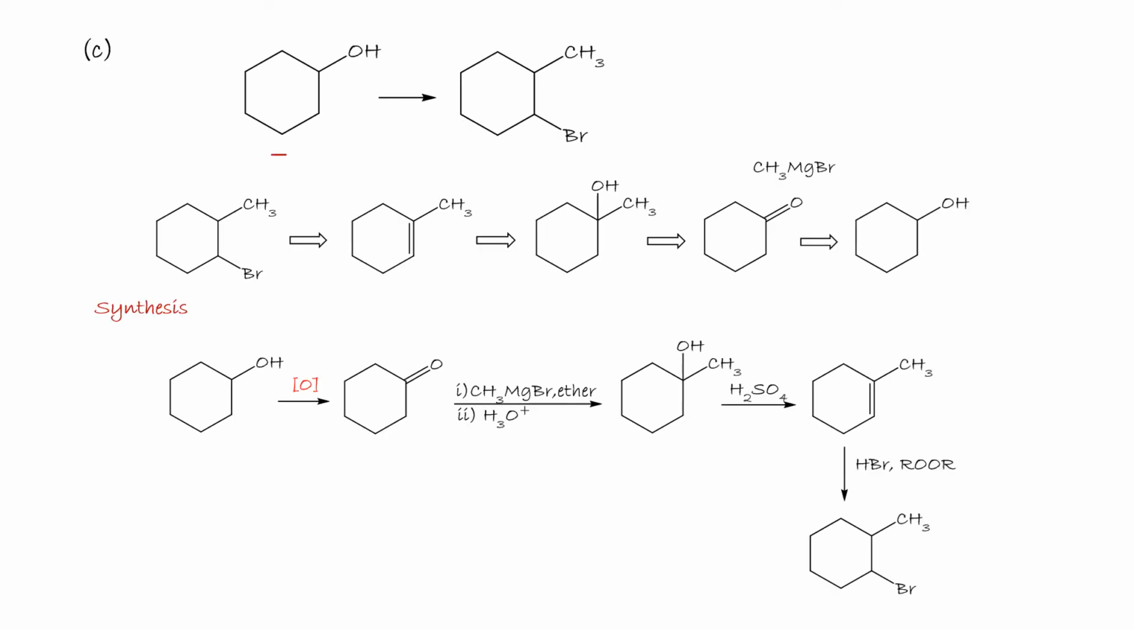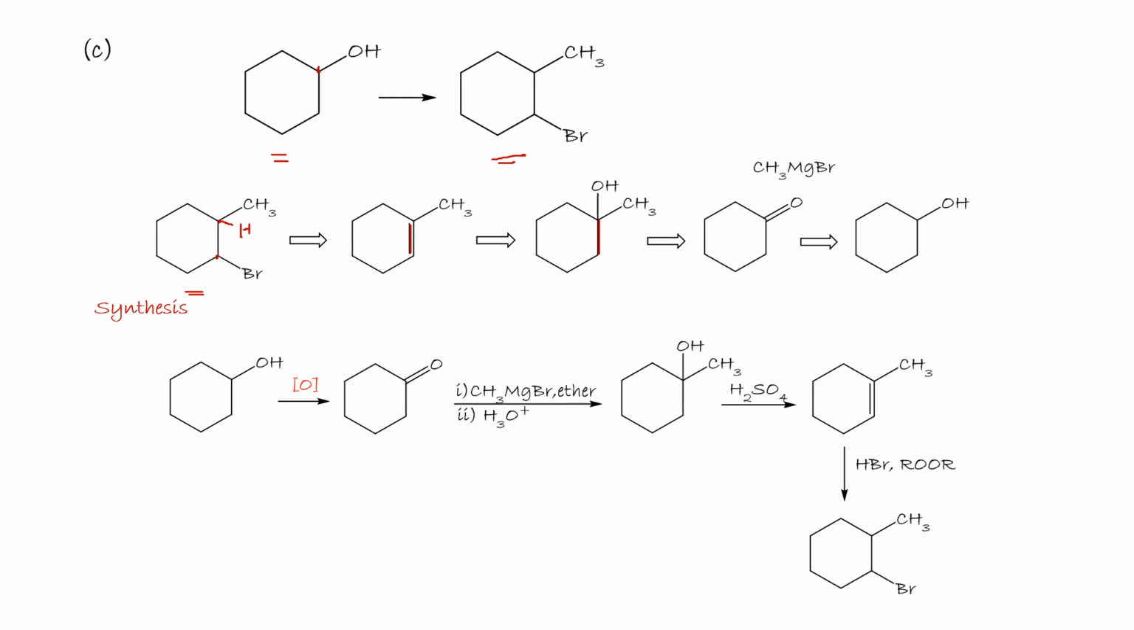Here we would like to transform cyclohexanol to 1-bromo-2-methylcyclohexane. If you look at the target molecule, we find here Br, and this carbon has an H. We can get this molecule from an alkene. Remember that this carbon has an OH, right? Okay, we can get the alkene from alcohol by dehydration.